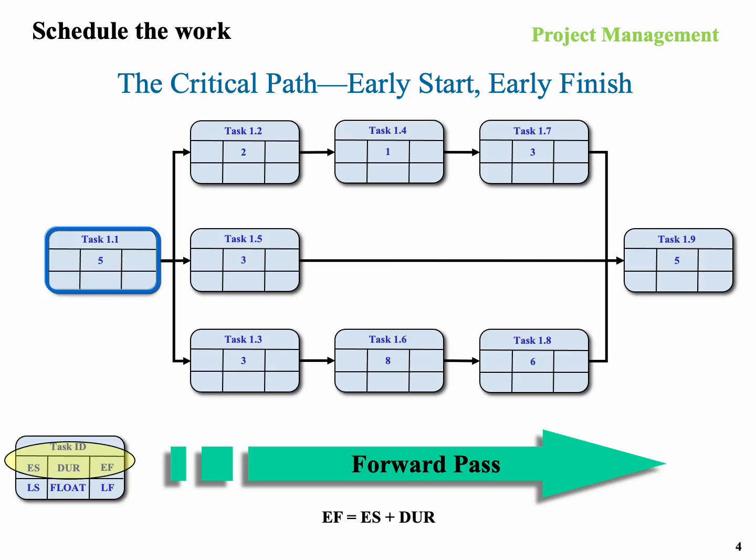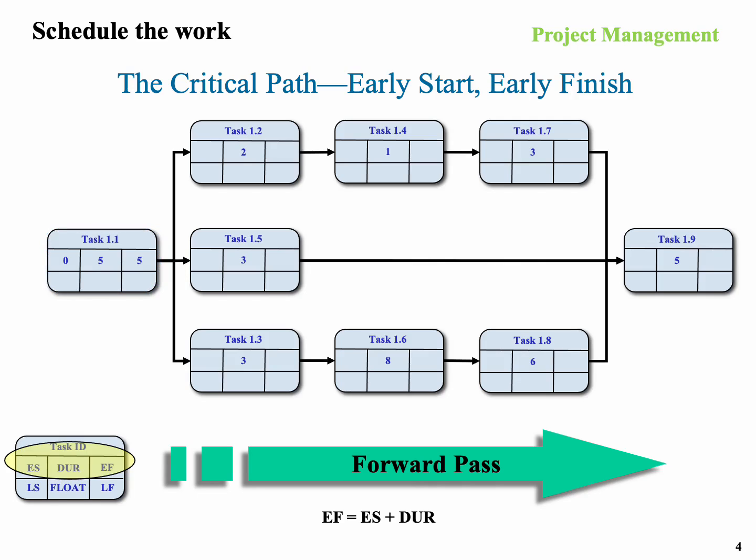Look at task 1.1. I'm just going to put 0. I know mathematically that's not correct, but 0 and 5 will give you 5, and that makes for easy math as we go through. So on task 1.1, the earliest we can finish is 5, whether it's 5 days, 5 minutes, 5 years, doesn't matter, as long as the durations and time frames you have are consistent, it'll work.